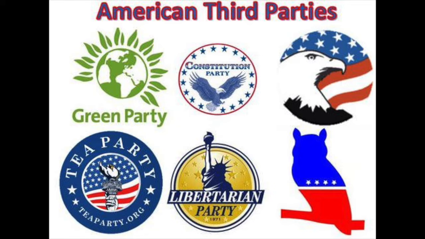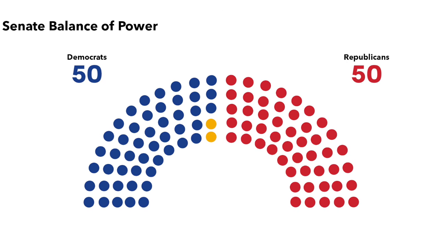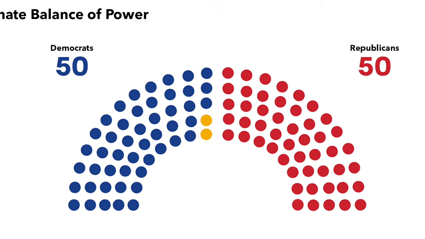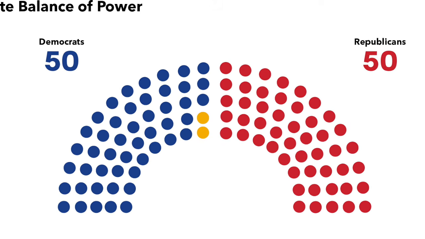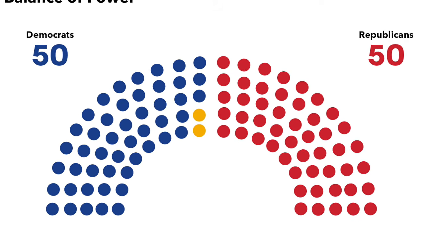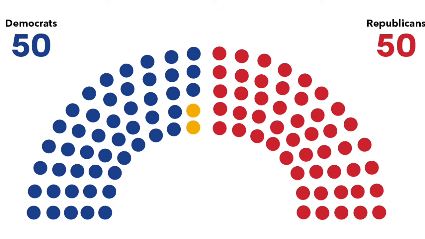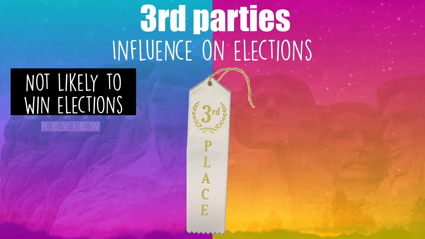Let's take a look at the United States Senate. These are lawmakers for the federal government. You can see the blue dots represent the Democrats and the red dots represent the Republicans. But these yellow dots over here represent lawmakers that are either independent of the two major parties or they belong to third parties. So third parties do win sometimes in the House and the Senate.